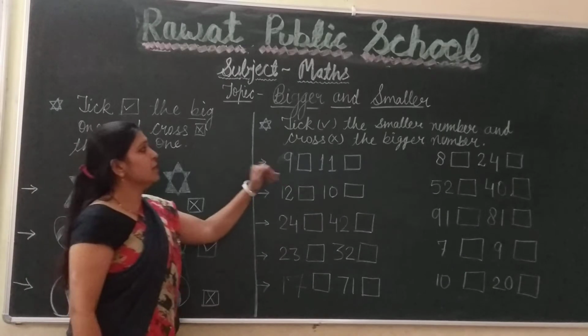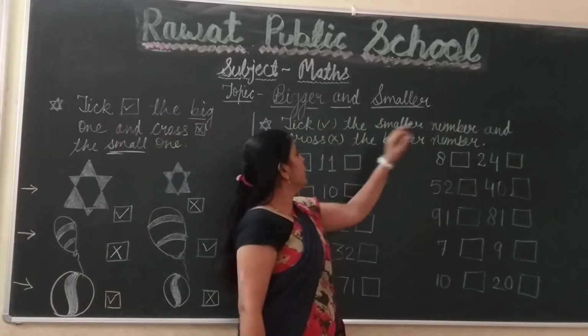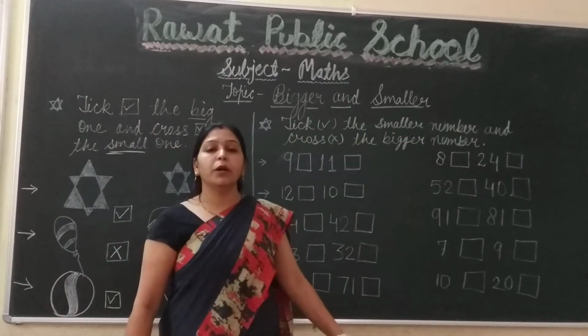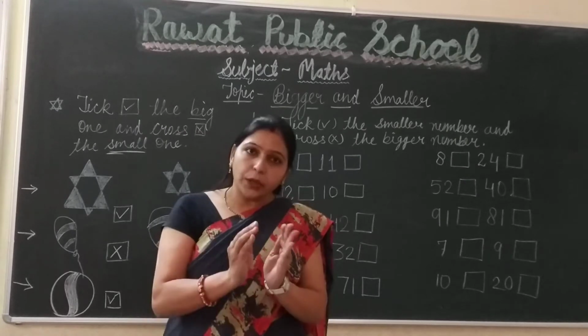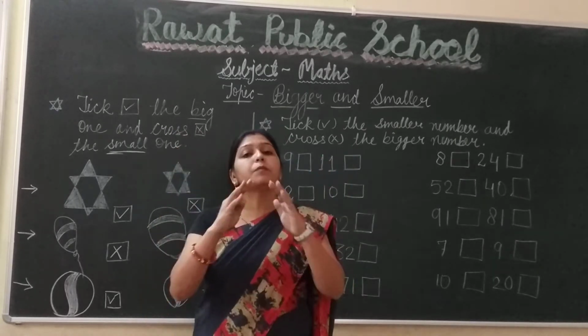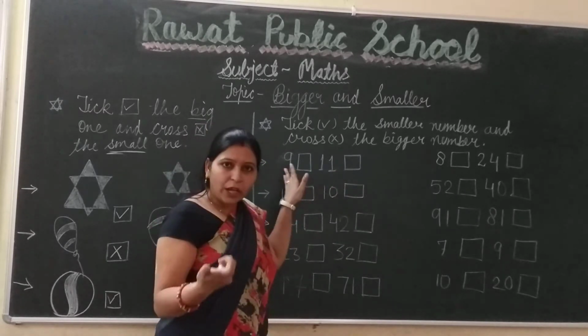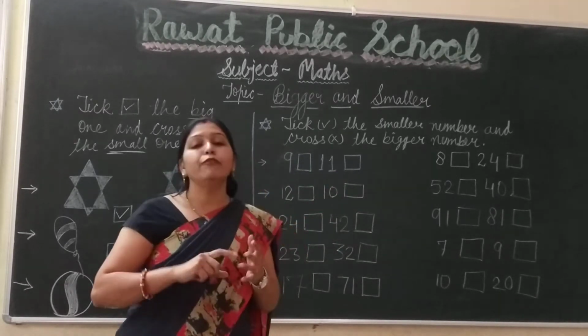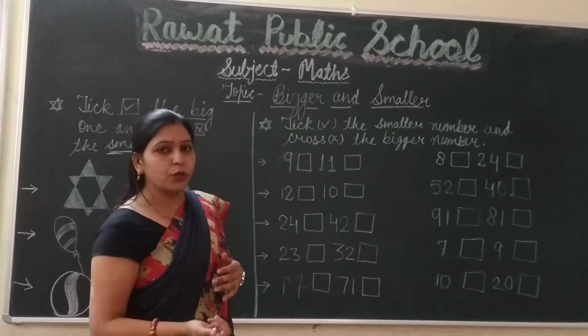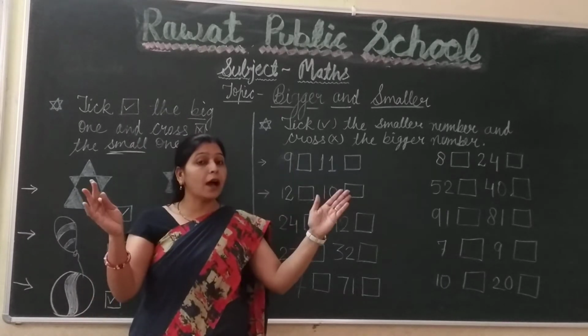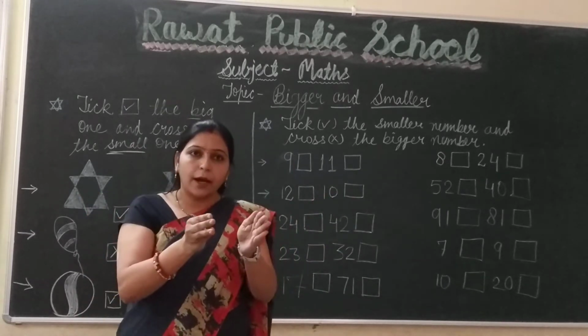Now next is take the smaller number and cross the bigger number. Smaller number means छोटा number and bigger number means बड़ा number. So you have two numbers here. Just find out which one is bigger and which one is smaller. You know students, bigger means बड़ा, smaller means छोटा.